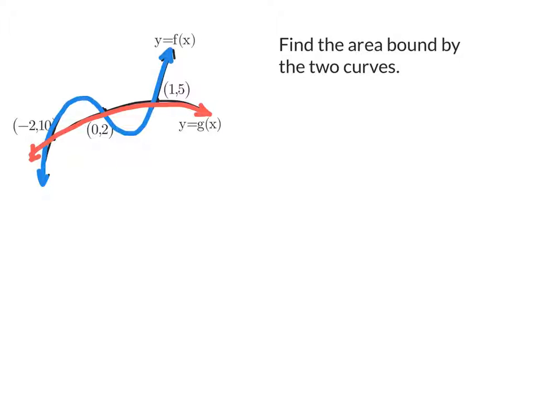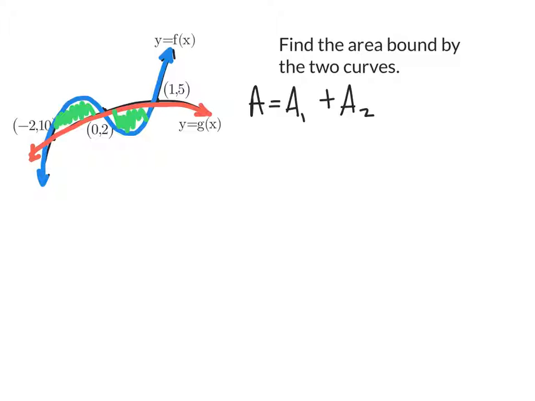If we want to find the area bound by these two curves, we recognize that there are two different distinct regions that we need to take a look at. First we have this region, and then there's this one. So in general, if I wanted to find that total area, I would find the area of that first region and the area of the second region and add those two together.